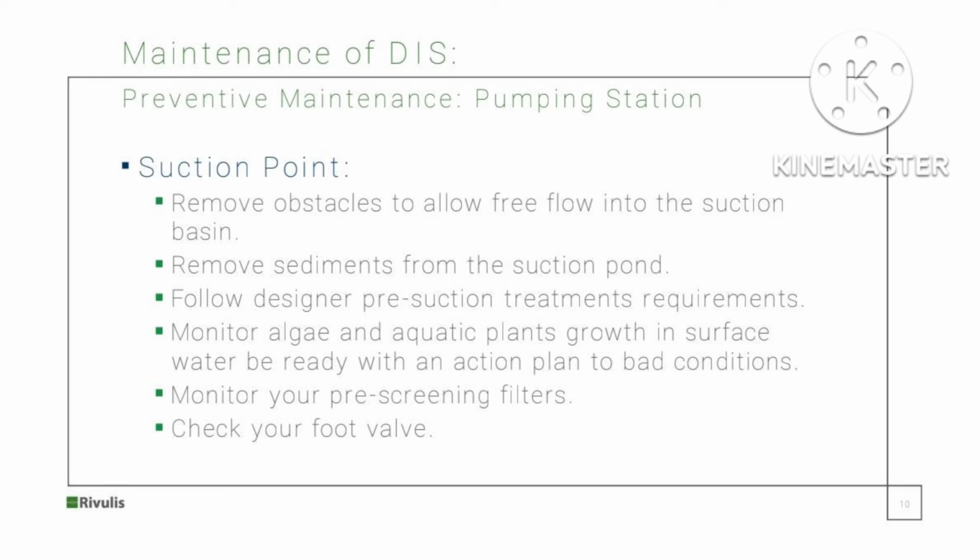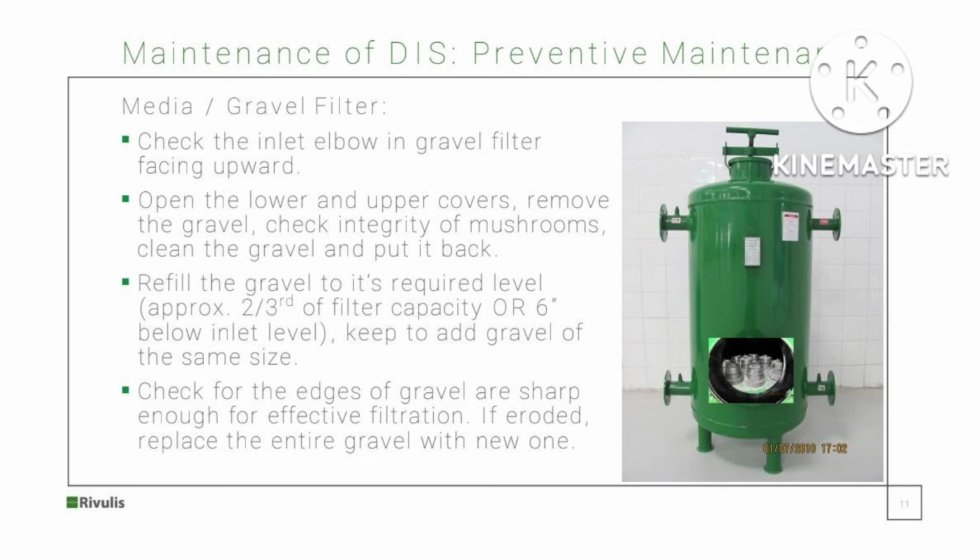Suction point check. Remove obstacles to allow free flow into the suction basin. Remove sediments from the suction pond. Follow the designer's pre-suction treatment requirements. Monitor algae. Maintenance of drip.